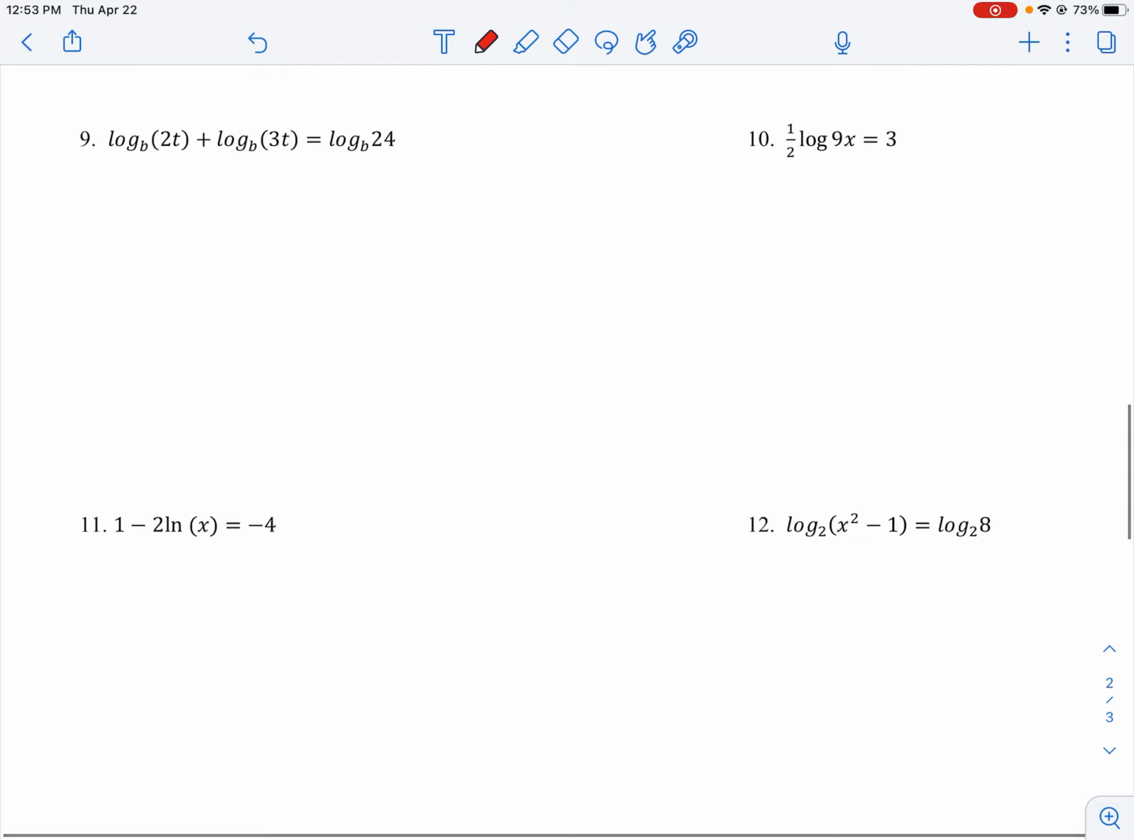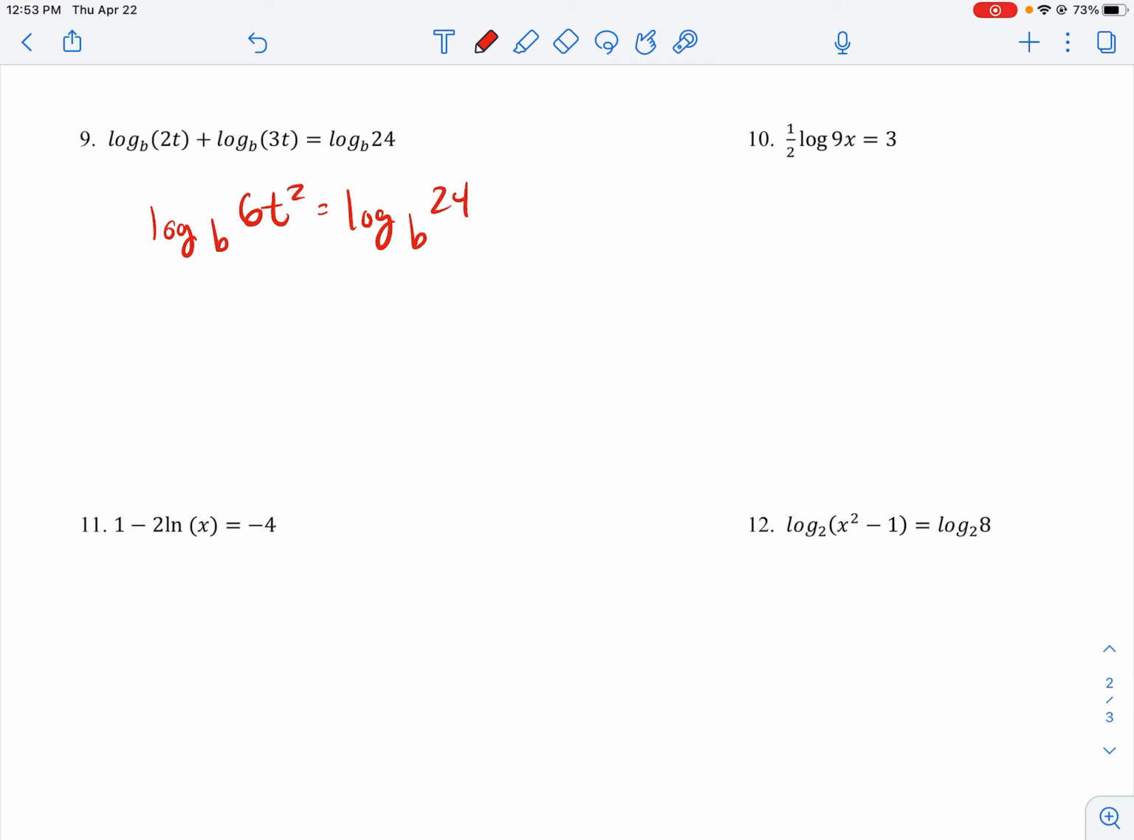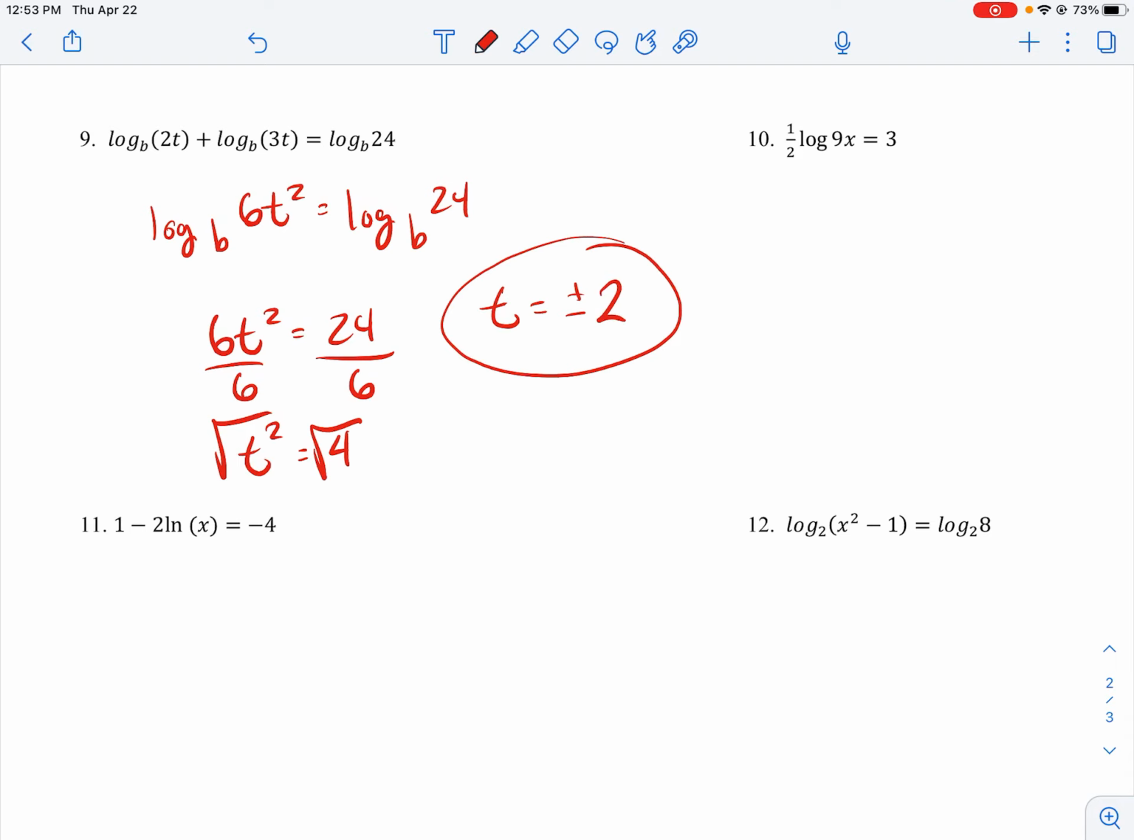This guy here, we're going to have to combine these guys first, so we're going to multiply these two, so it'll be 6t squared is equal to log b of 24. Okay, drop the log, so 6t squared is equal to 24. Divide by 6, divide by 6. T squared is equal to 4. And just like with the natural logs and the e's, you want to take the square root of t squared to get that to cancel. So I'm left with t is equal to plus or minus 2.